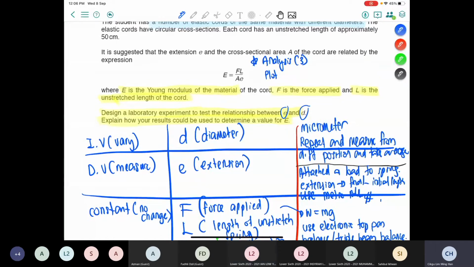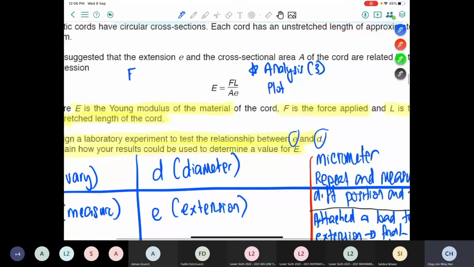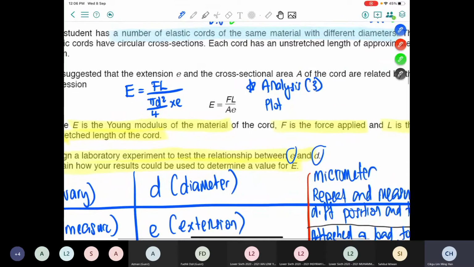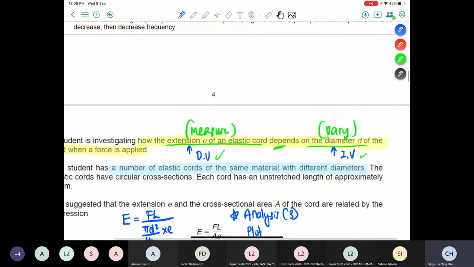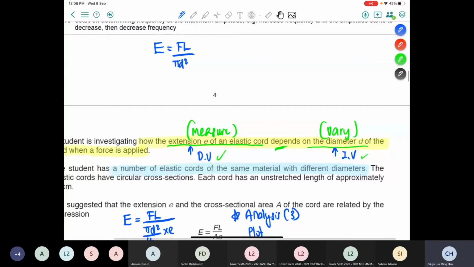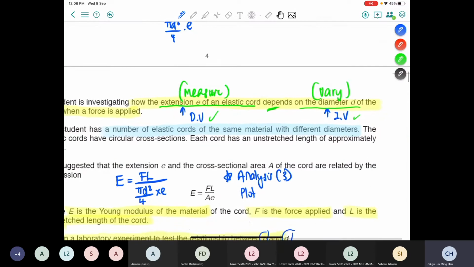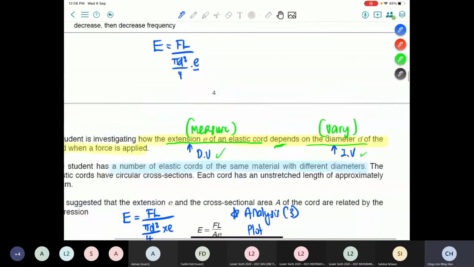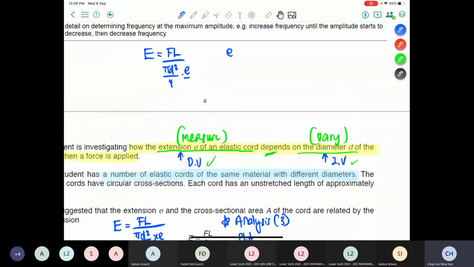Okay. So that means I need to rearrange this statement to become FL over pi D square over 4 times E. Then maybe I write it in some way here. Wait, E equal to FL. This question is different, because the D is in the expression. Yeah. So we need to plot E against D. So you can make E the subject on the other side.